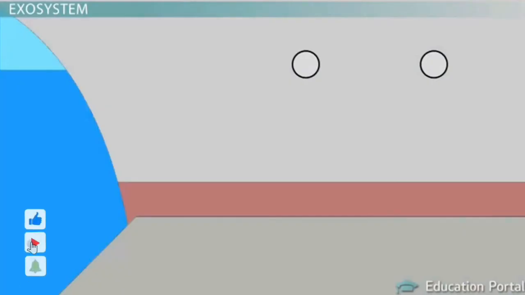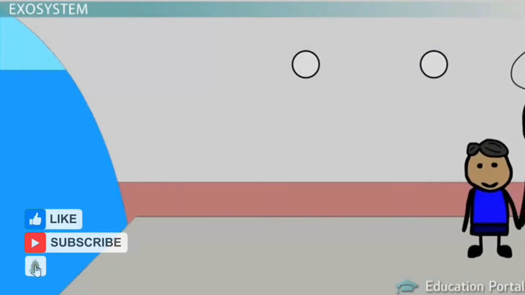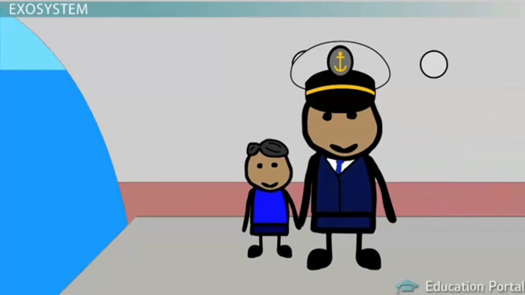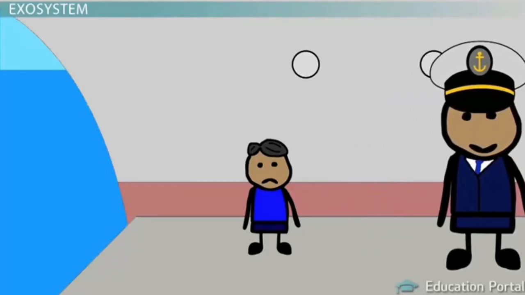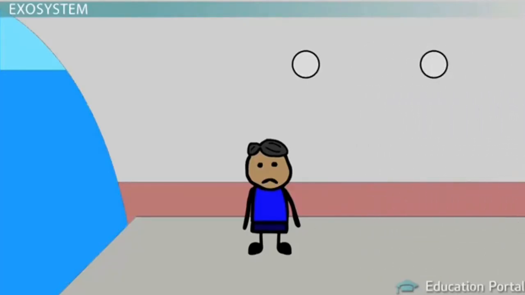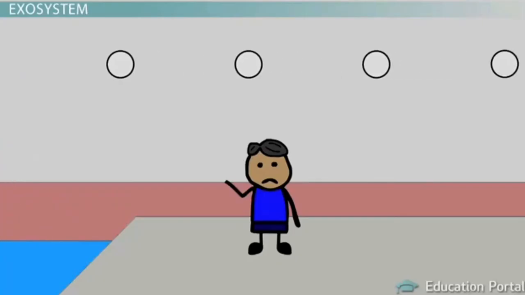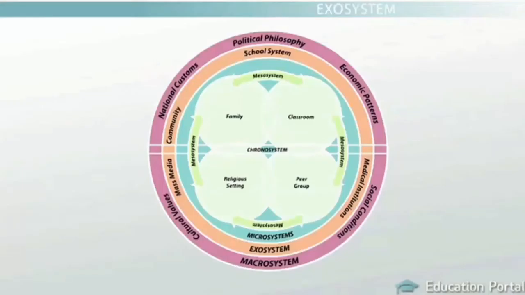One part of Alex's exosystem would be his father's workplace. Alex's father is in the Navy. This often takes him away from the family, and Alex sometimes does not see his father for months at a time. This situation impacts Alex, and he becomes anxious when his father leaves. Alex's anxiety has an effect on his development in other areas, even though he has no interaction with his father's work or say in the decision-making process.